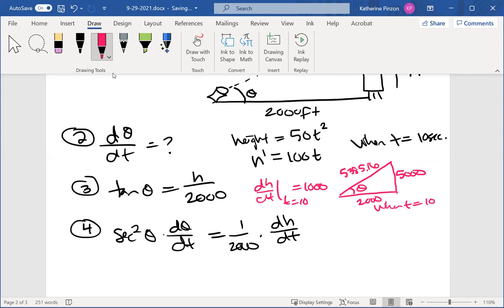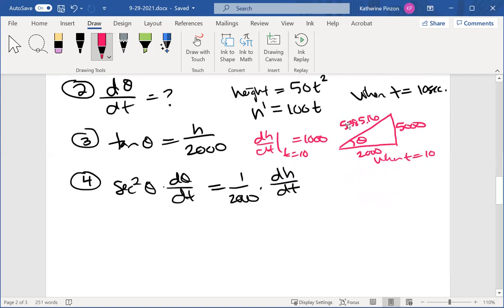Positive or negative? Positive. This rocket's going up. The height is getting bigger, right? Positive. What do you expect about d theta dt? Positive or negative? Yeah, the angle's getting bigger. It's looking up at the rocket, the angle's getting bigger. We expect that d theta dt is going to be positive as well.